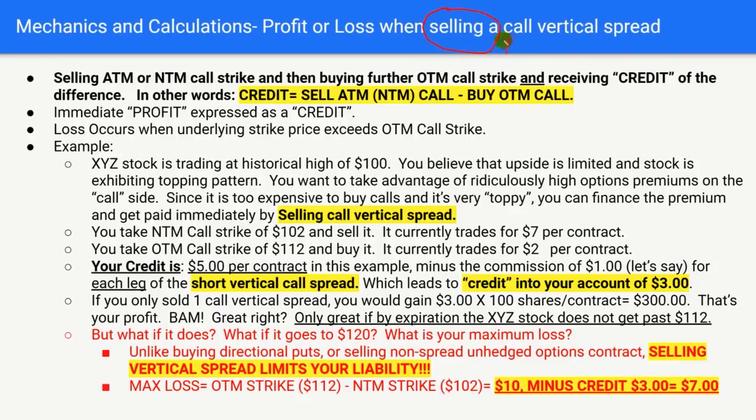Selling, okay? We are bearish. And that's the only topic we're going to cover here. But typically, selling at the money or near the money call strike. So the first component is if we had an options chain, and this is on the put side.